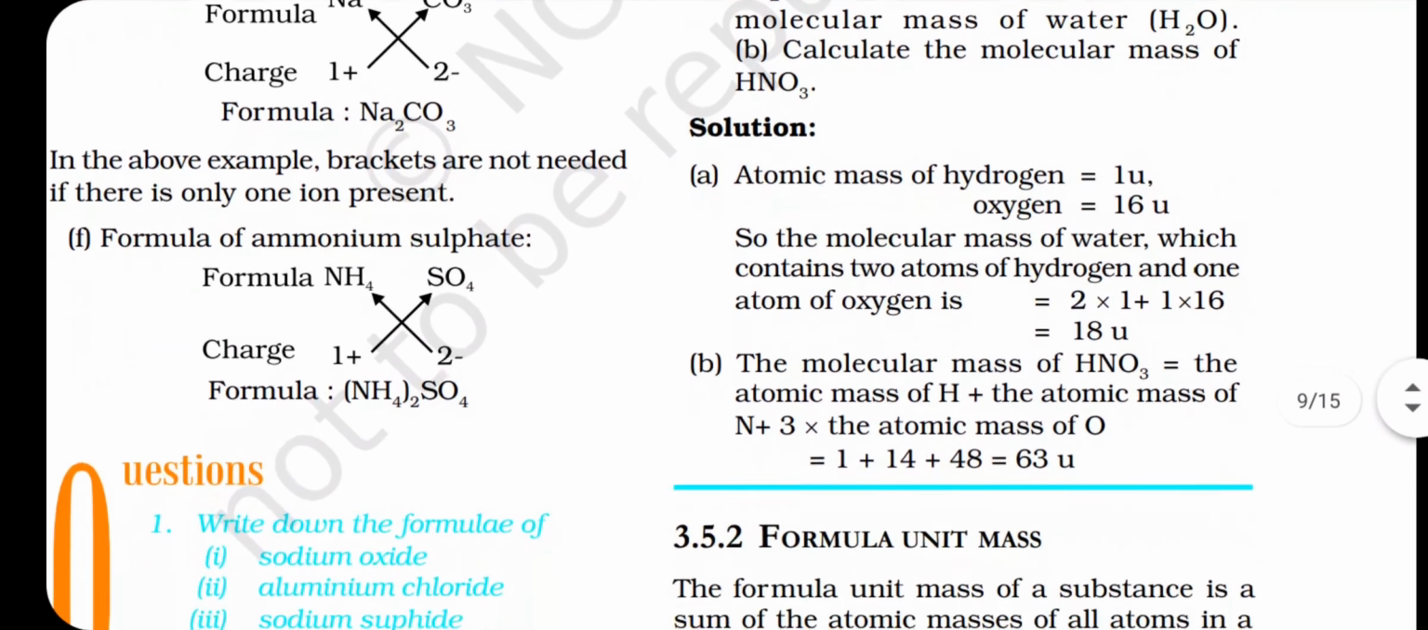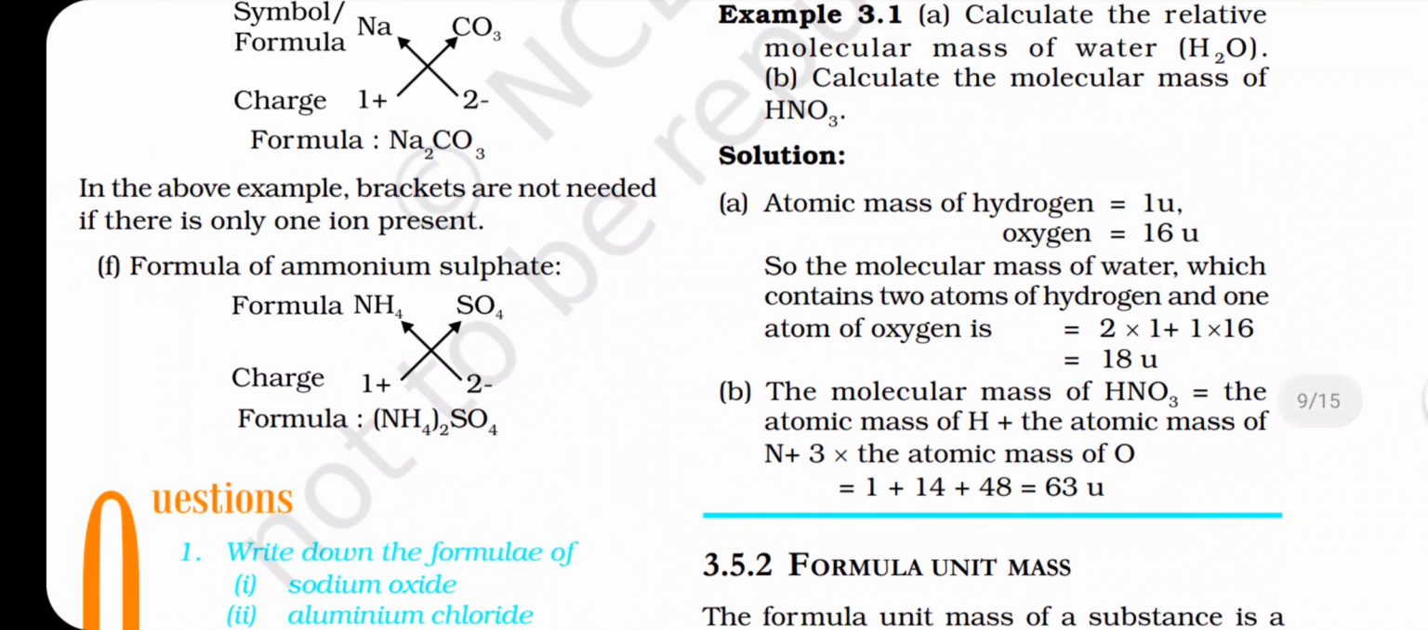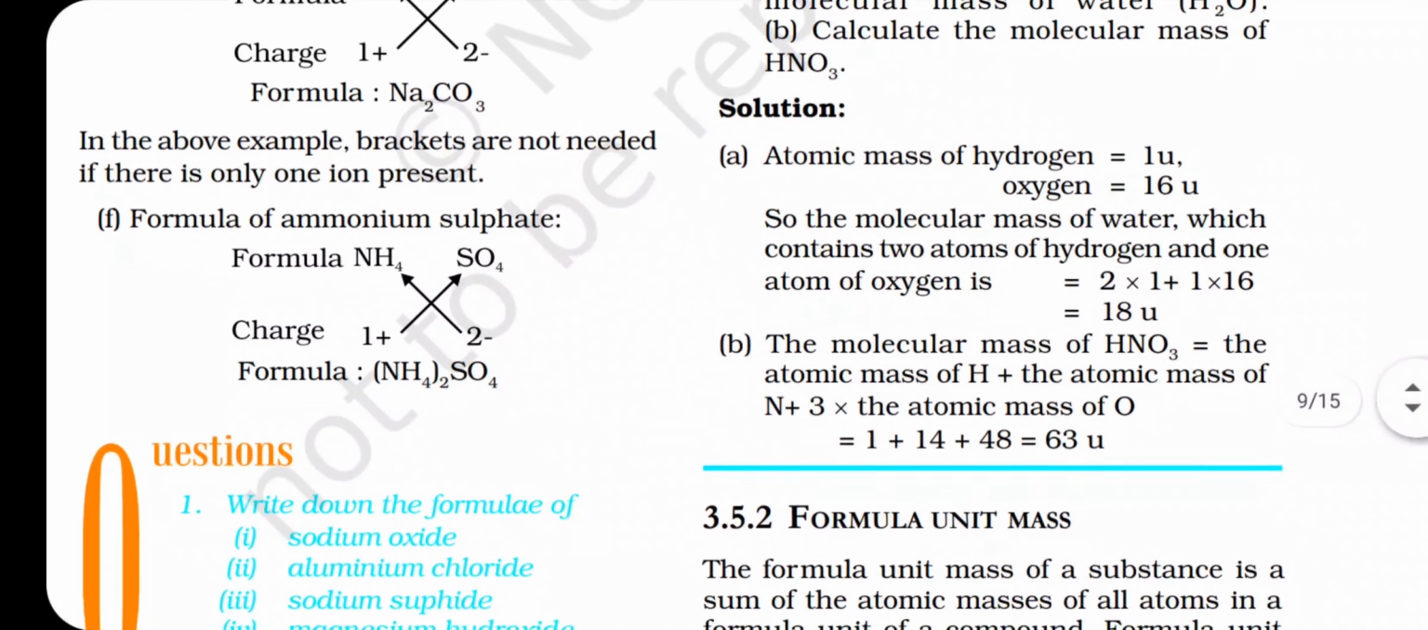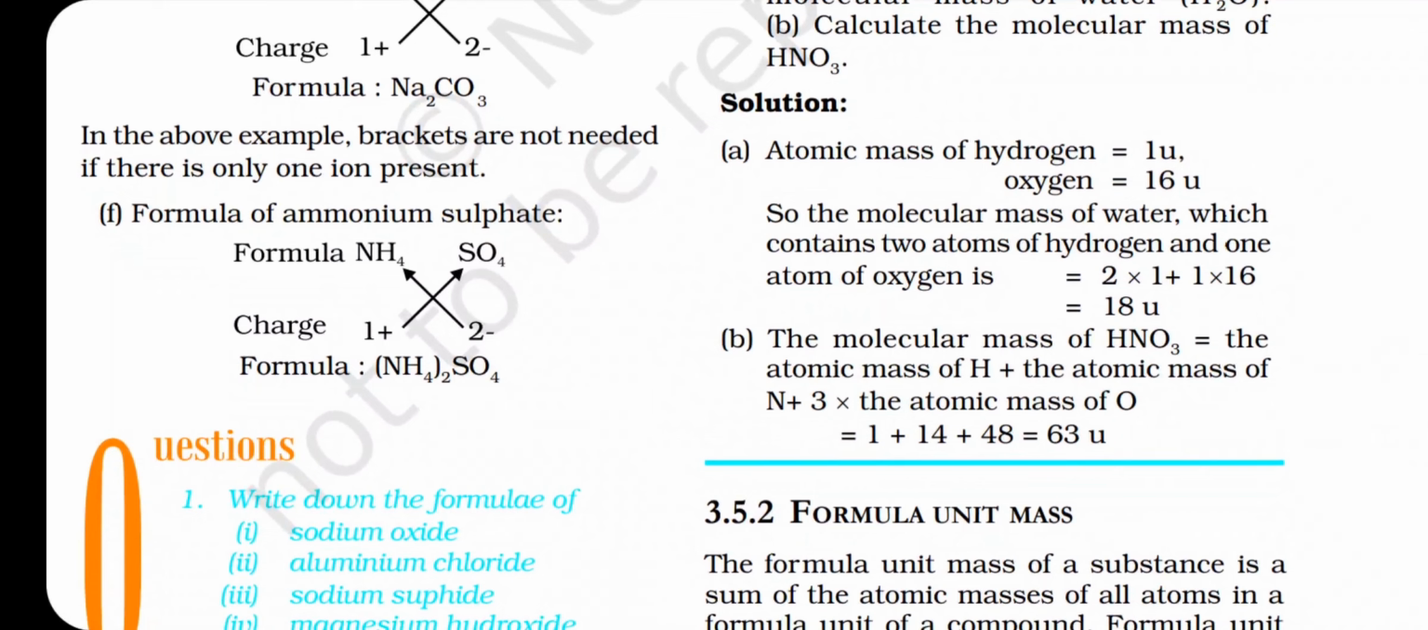If I take nitric acid, HNO3, it is also composed of different elements such as hydrogen, nitrogen, and oxygen. Hydrogen has 1 unified mass, the nitrogen atomic mass is 14, and that of oxygen is 16. There are 3 atoms of oxygen, 16 into 3, that is 48. So the total molecular mass of nitric acid is 63 unified mass.